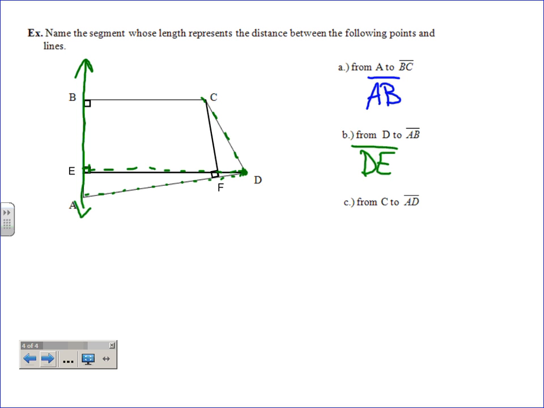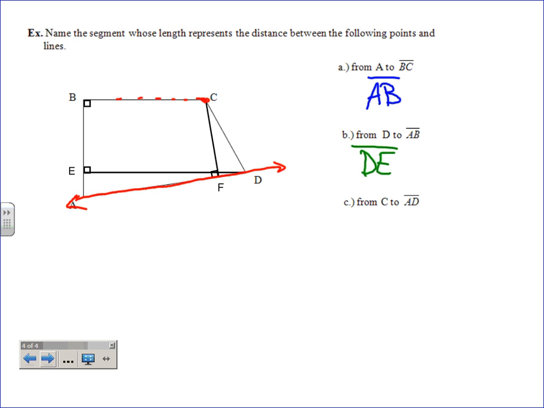Is it okay to say ED? In this case, is it all right? It's the same segment, isn't it? It's fine. It's not a ray, you know. It's fine. There we go. And C to AD.